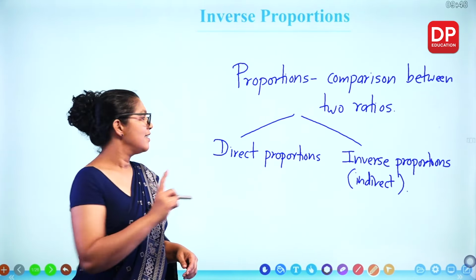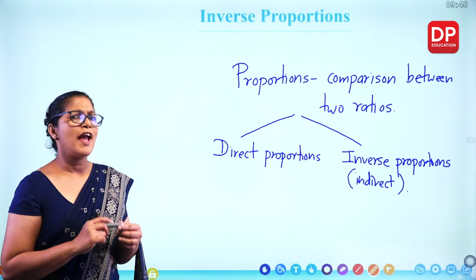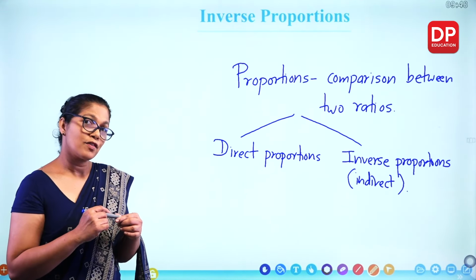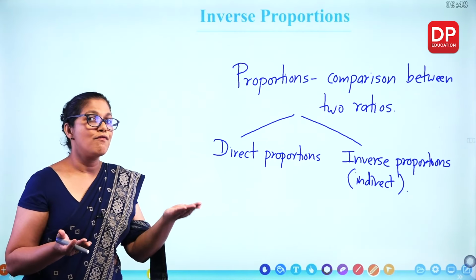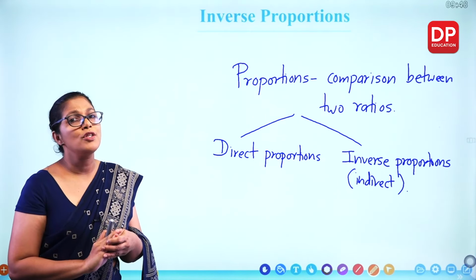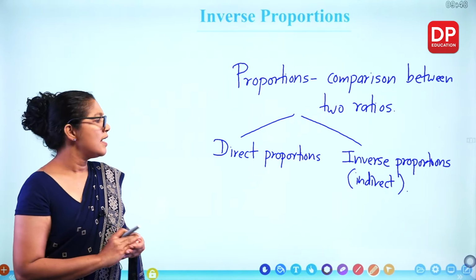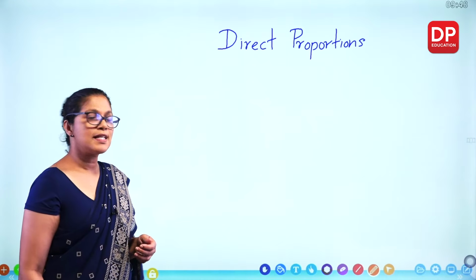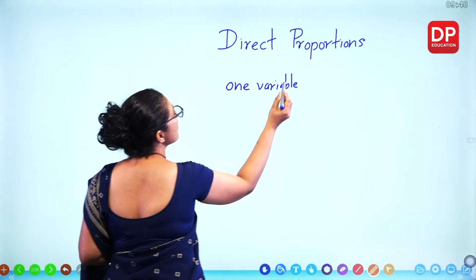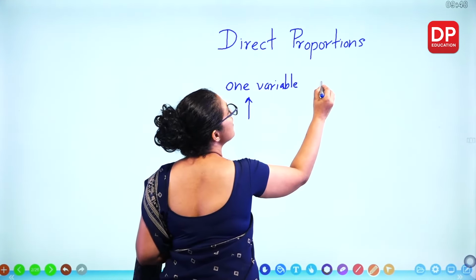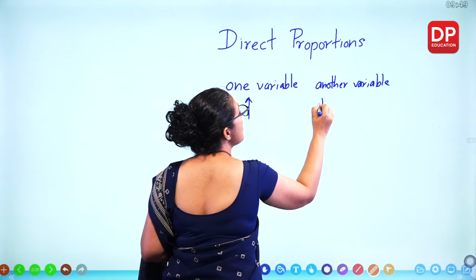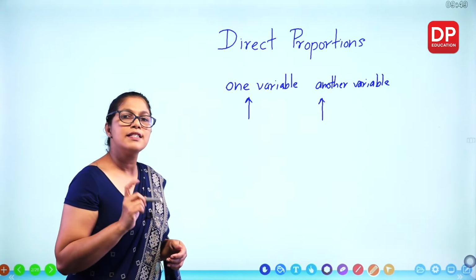In grade 9 you did direct proportions. So can you remember how you can identify direct proportions? Here when you take two variables, if one is increasing and the other also increasing in the same rate, we call those direct proportions. So if one variable increases and the other variable increases by the same rate, we call those direct proportions.